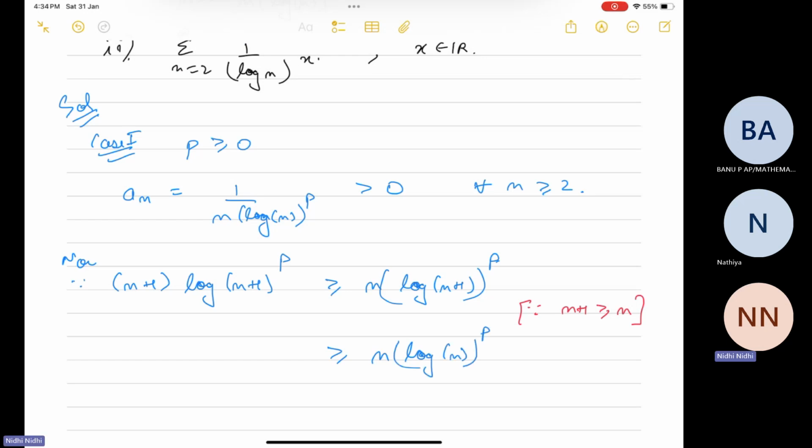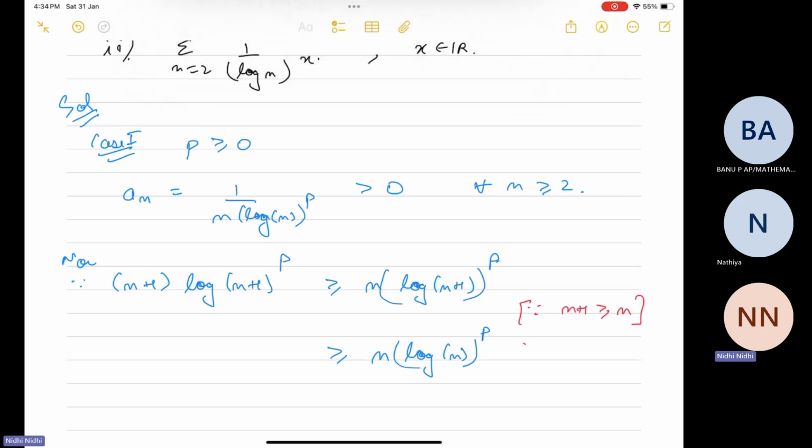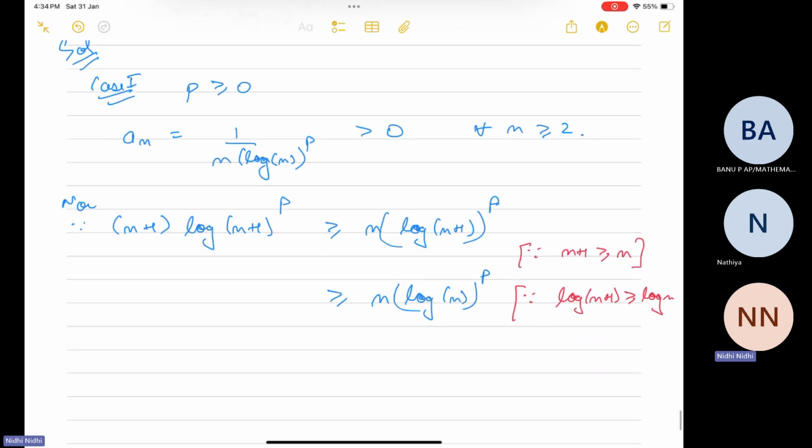That's because log x is an increasing function. So log n plus 1 is greater than or equal to log n. And again, taking power p also is an increasing function. So this will be greater than or equal to log n to the power p. And next we just multiply it by n.